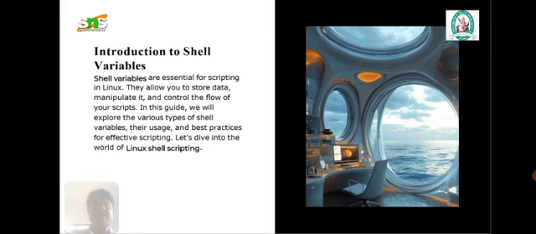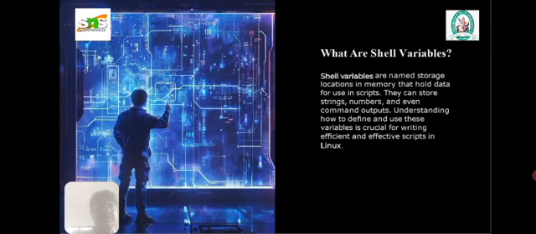In shell scripting, a variable stores data information in a particular memory. We use shell variables in Linux shell programming. And what are shell variables? Shell variables are named storage locations in memory that hold data for the script. They can store strings, numbers, and even command outputs.